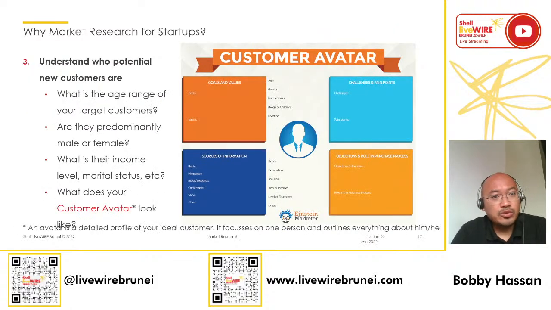Number 3, understand who potential new customers are. So you can research more about your customers. This is finding your ideal customer, or your buyer's persona or customer avatar. So finding out more about them, their intricate details, their age, gender, marital status, and so on. Then you can identify who exactly will want to buy from you, and who in the future will buy from you.